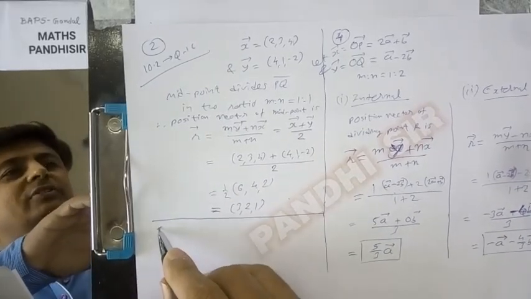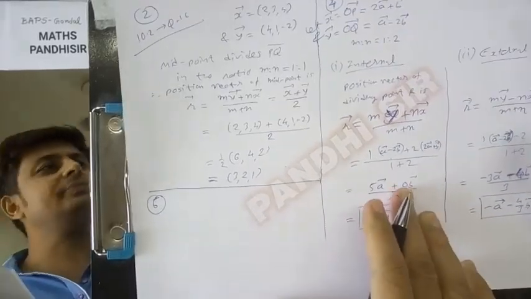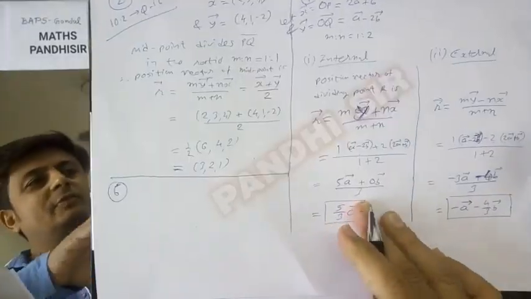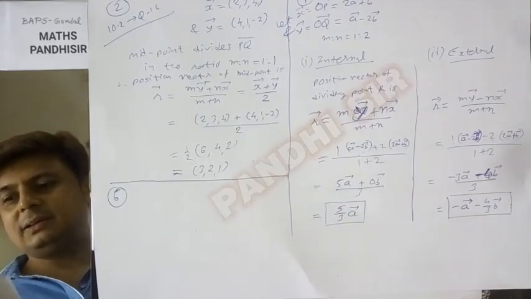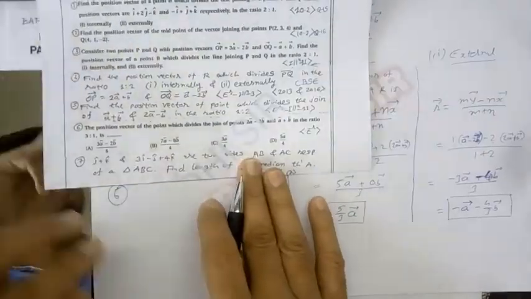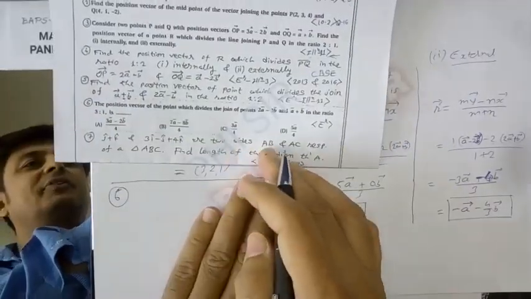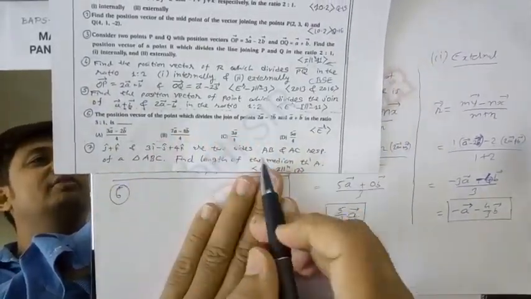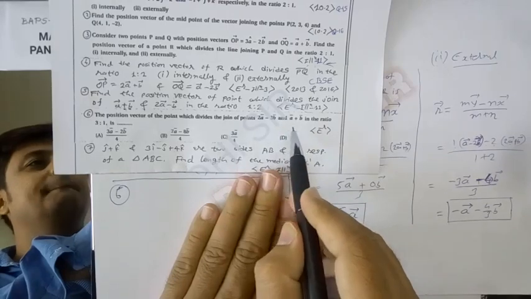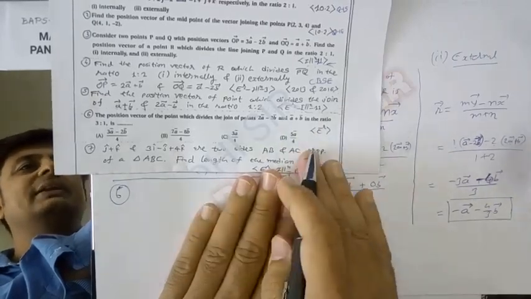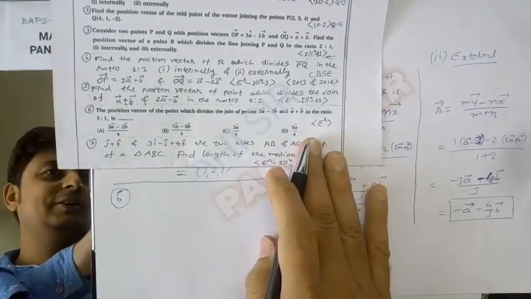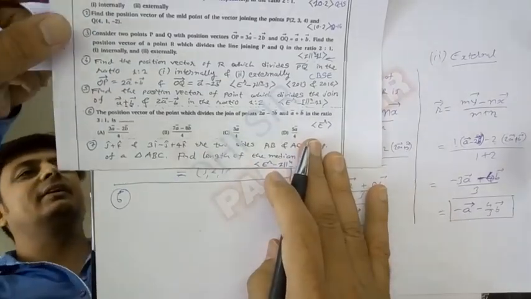ओके, सो क्वेश्चन नंबर 6 नाउ. क्वेश्चन 6 क्या बता रहा है? सेम ही बात है, एग्जाम्पलर का है. देखो, पोजीशन वेक्टर ऑफ पॉइंट विच डिवाइड्स जॉइन ऑफ दिस 2 points in the ratio 3:1. Nothing is given, internal external, so we'll assume internal.